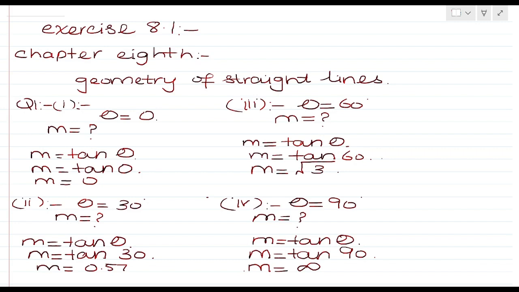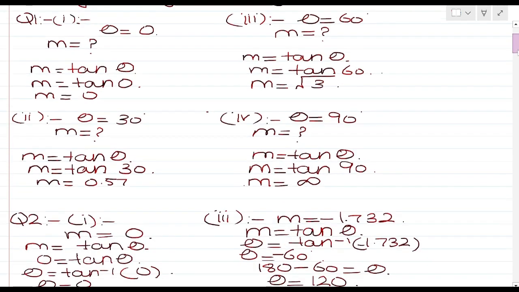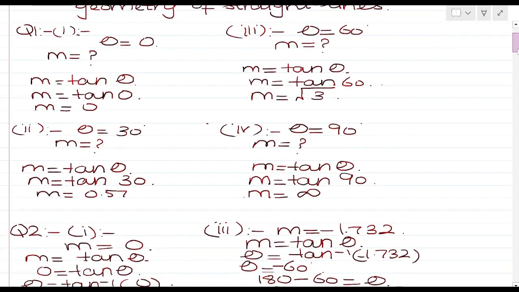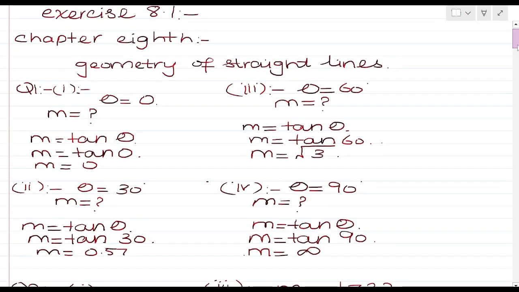In the second part, the inclination is given as 30 degrees. So again we will use the same formula, which is m is equal to tangent of 30 degrees, which is 0.57. So our gradient will be 0.57. At the third part, we are given the inclination as 60 degrees. So we can write m is equal to tangent of theta, m is equal to tangent of 60. So by finding out the tangent of 60, we get m as root 3.